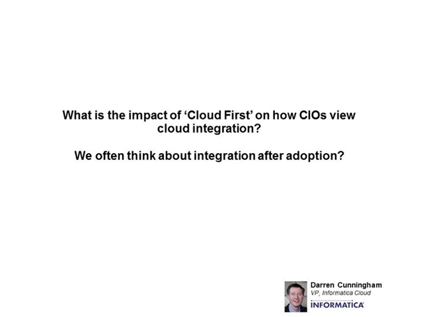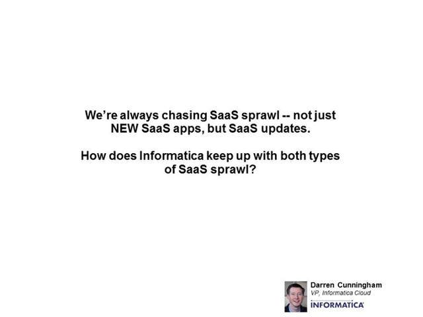You know, here's a drill down, and it says, we're always chasing the SaaS sprawl problem, not just from new applications, but from updates, which can come 3, 4, 5 times a year. How can Informatica help us keep up with both kinds of SaaS sprawl?